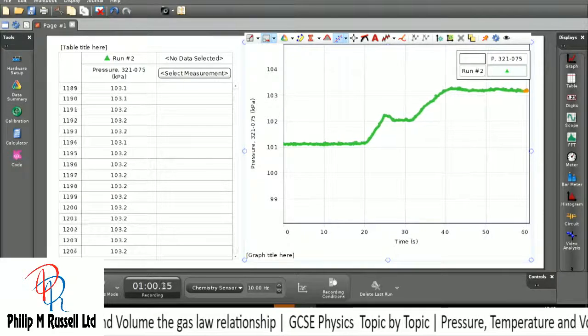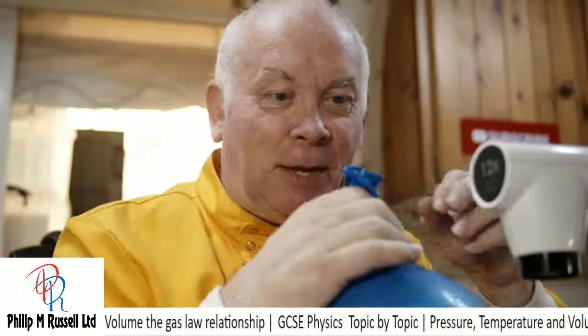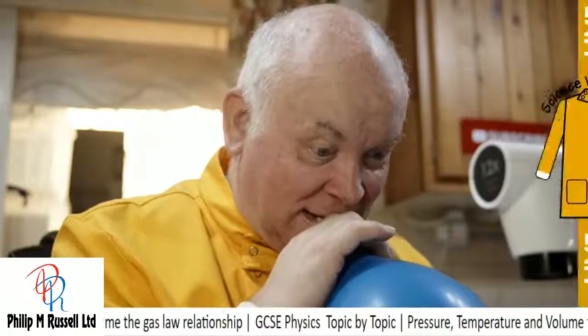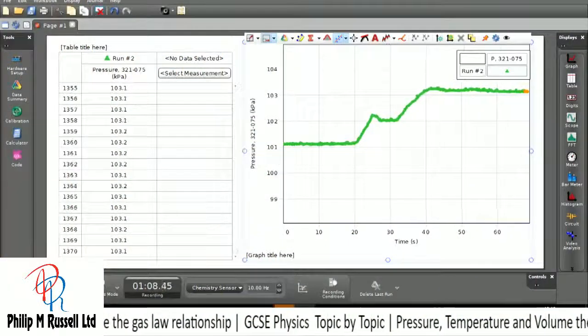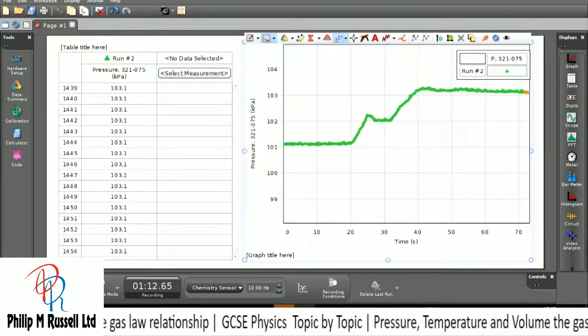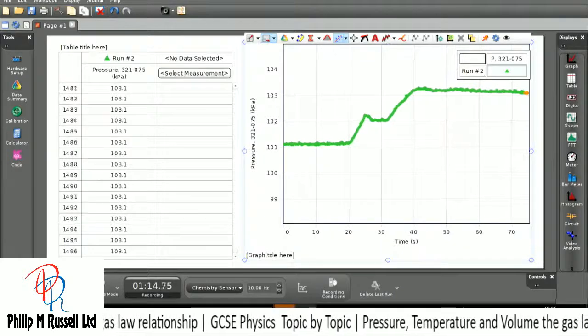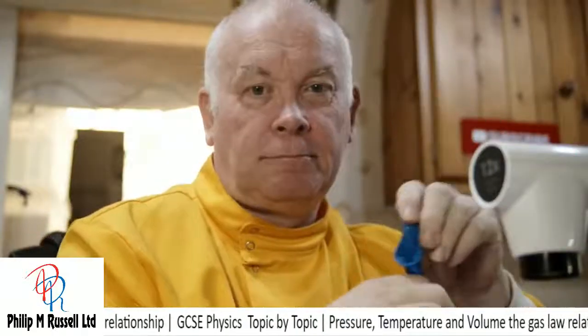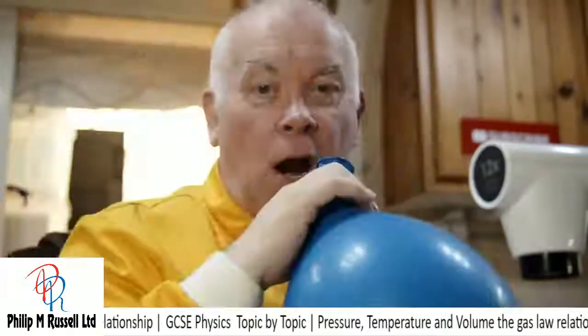The balloon is remarkably difficult here to blow up because it's got such a large hole. Here we go. One more go.